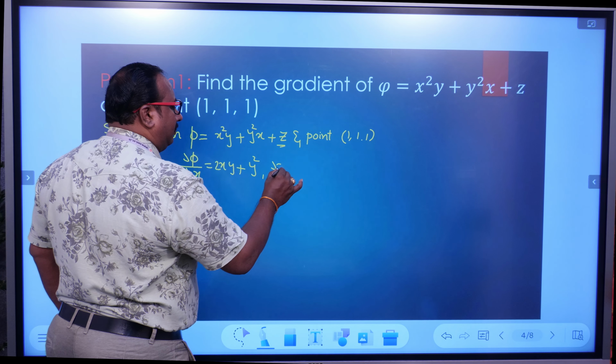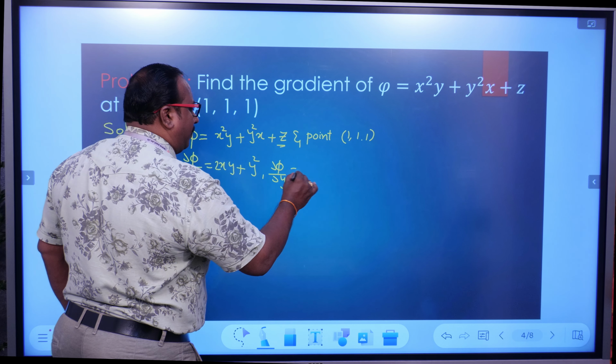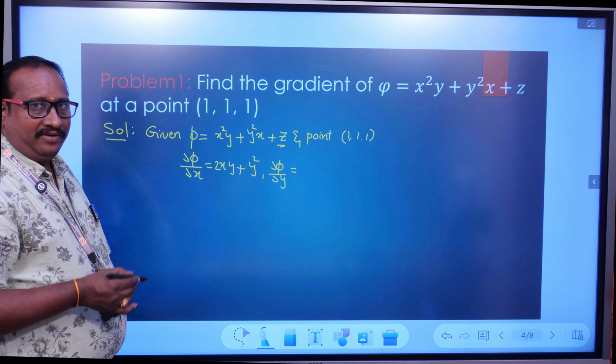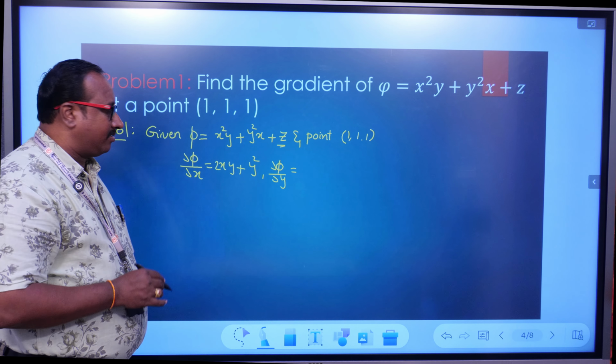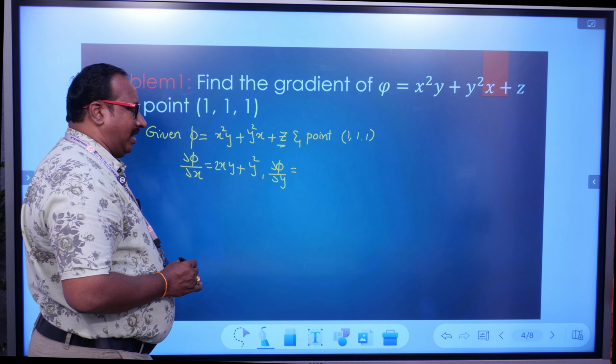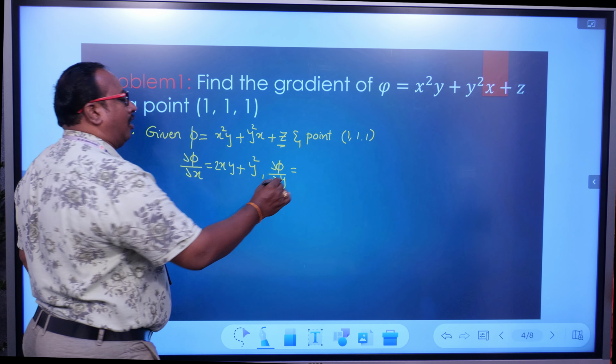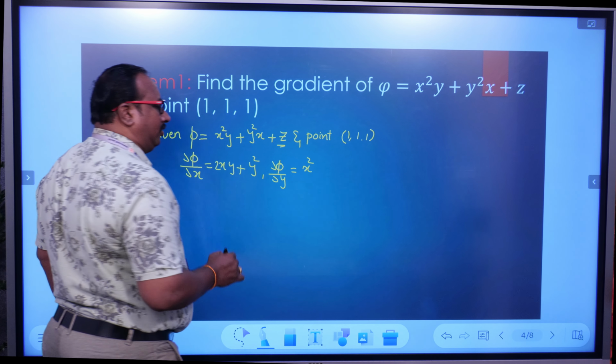Now calculate dou phi by dou y, the partial derivative with respect to y. When we differentiate with respect to y, the remaining two variables x and z are constants. So in the first term x square y, x square is a constant. Take x square outside, and the derivative of y is 1.